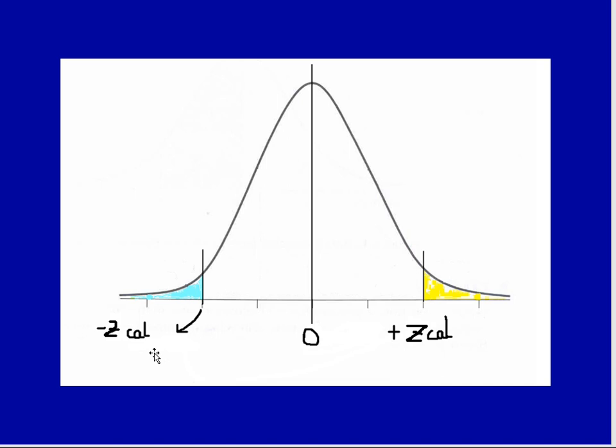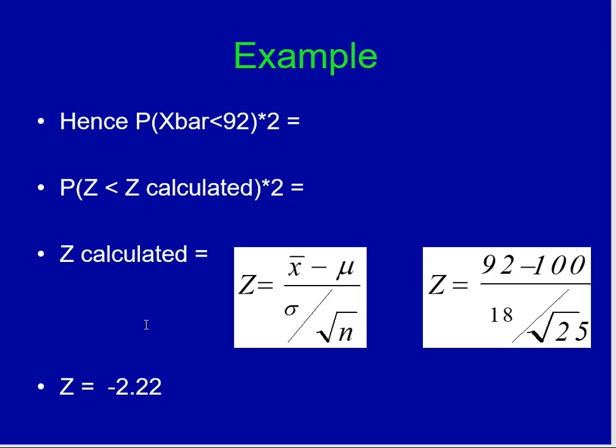So how do we get the blue and the yellow? Well, we're going to use the Z. Why are we using the Z and not the T? Because we were provided with the sigma, okay? All right, so how do we calculate the Z? Well, the Z is x bar minus mu over sigma divided by square root of n.